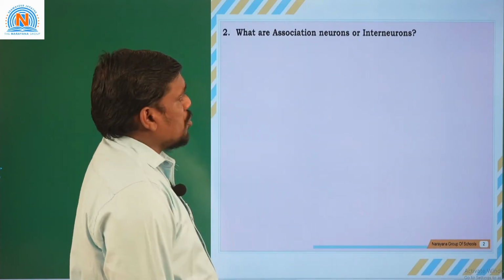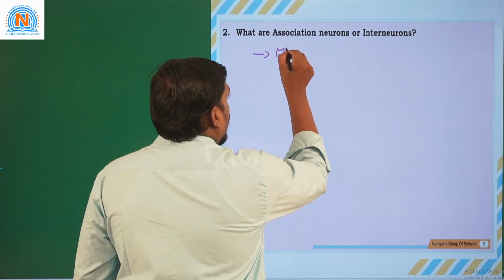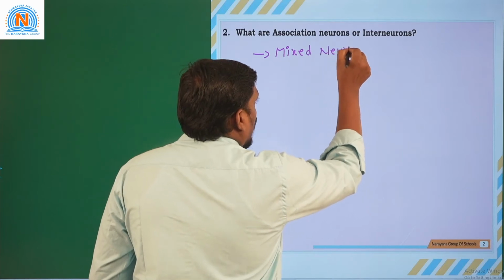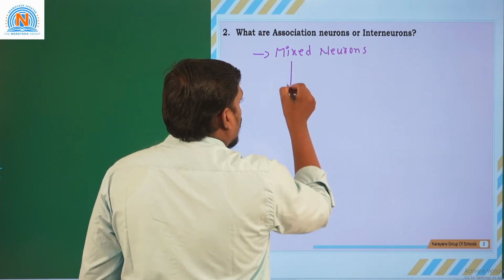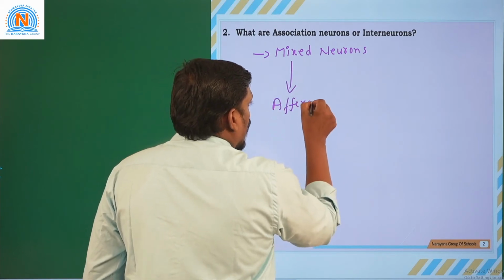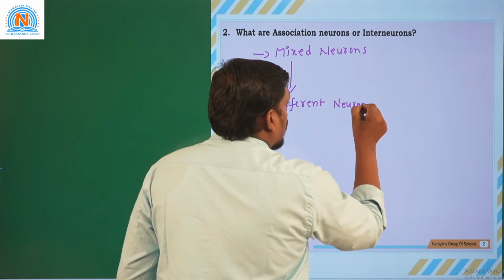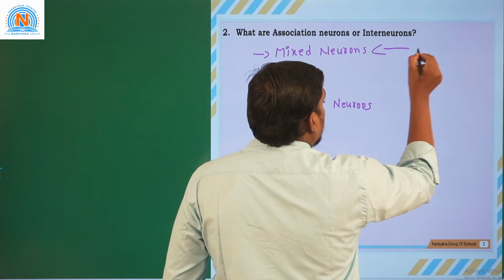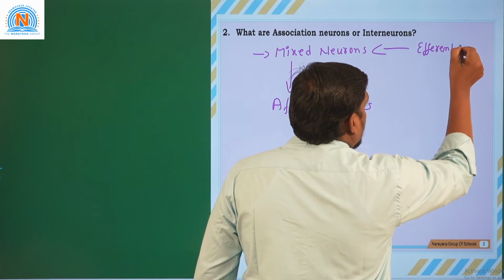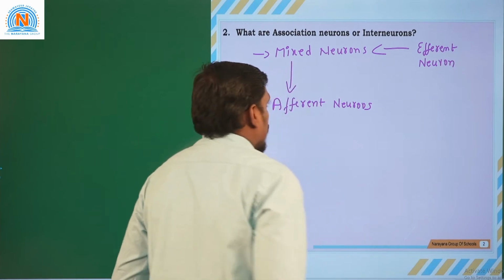What are association neurons or interneurons? Interneurons are also called mixed nerves or mixed neurons. These mixed neurons coordinate with afferent nerves or neurons. At the same time, they coordinate with efferent nerves or efferent neurons which are going towards the spinal cord.